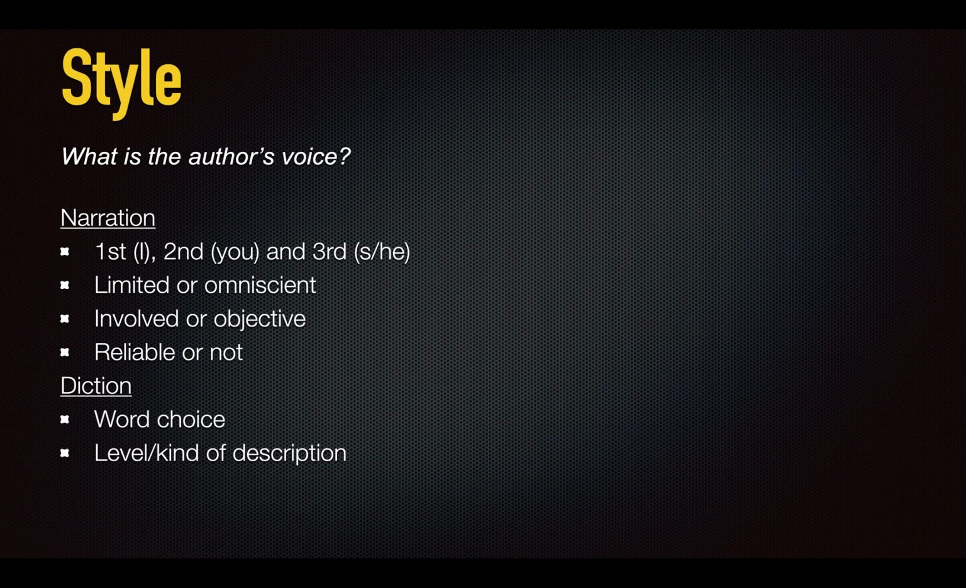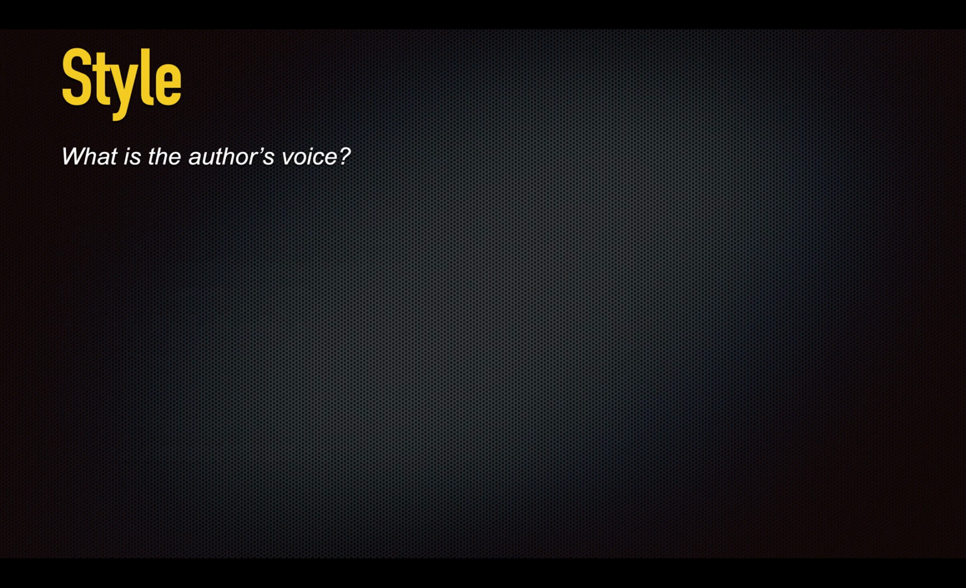Diction is word choice. So you take a look at the words that the author uses to describe people or things to see if there's a sort of trend there. Does the author use negative words all the time to describe a person or a thing? You can take a look at specific word choices the author makes to get insight into the story.